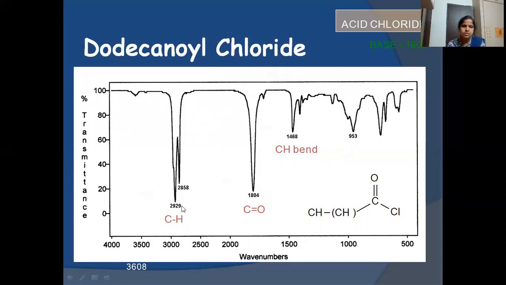Again the 3000 mark is sp3 CH. The other ones are bending vibrations. And we will also observe the C-Cl bands below 900. So this might be around 953. This is because of C-Cl stretching vibrations.